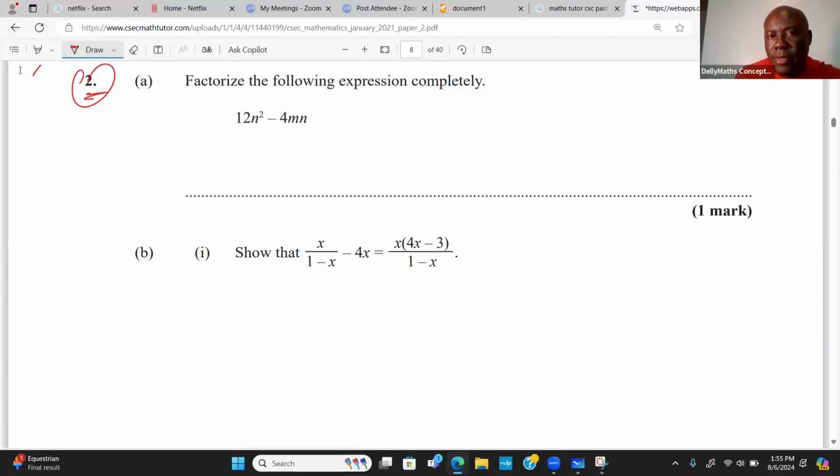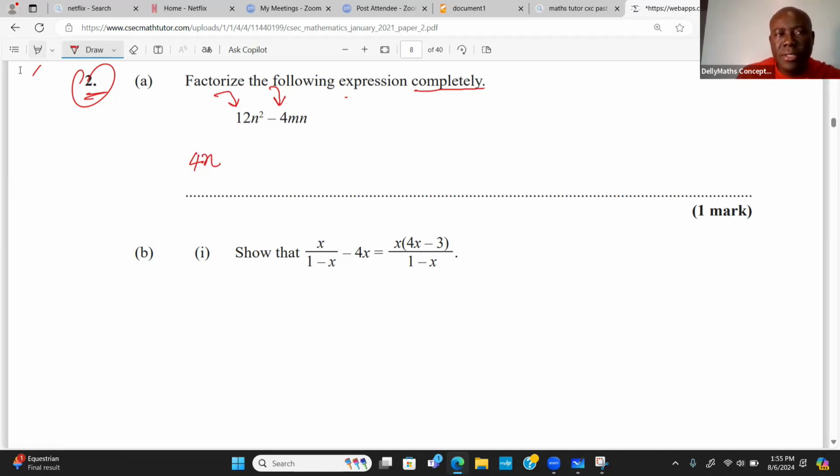Check. It says factorize the following expression completely. Whenever you are going to factorize completely, we must use the highest common factor, or what some people call the greatest common factor. What is the greatest integer that could go into 12 and 4? That's going to be 4. And for the letters, it's n. So my highest common factor is 4n.